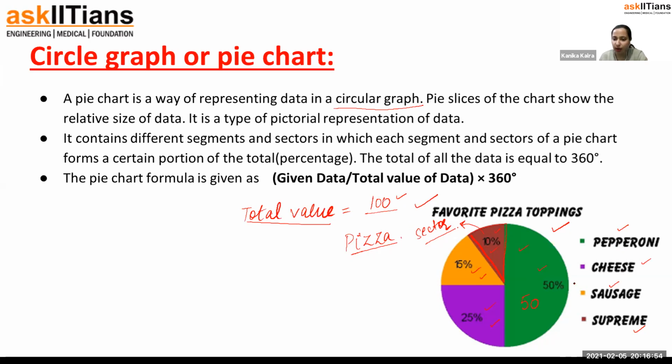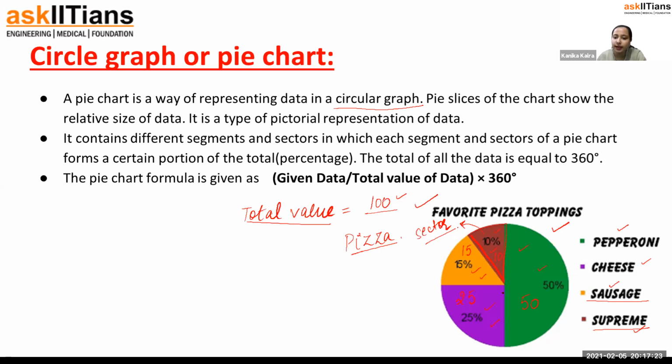And if we talk about how many people like cheese pizza, this would be 25 people, 25% of 100. Similarly, if we talk about the sausage part, this would be 15% of 100, that means 15 people. And if we talk about the supreme pizza, this would be 10 people, that means 10% of 100. So this is how you calculate the percentage values.